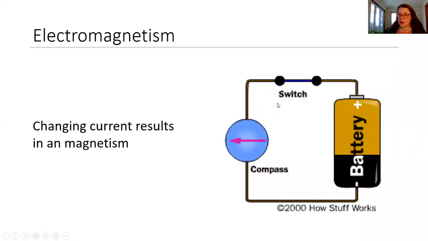So first of all, what is electromagnetism? Electromagnetism was observed when people found that putting current from a battery, could be current from an outlet, through a wire, they found by putting a compass over it, it made the compass deflect. So hence electromagnetism, electricity causing magnetism or interfering with magnetism is really what it happens to mean. So changing current results in a magnetism. It should be a magnetism, not an magnetism, but you'll have to forgive me there.